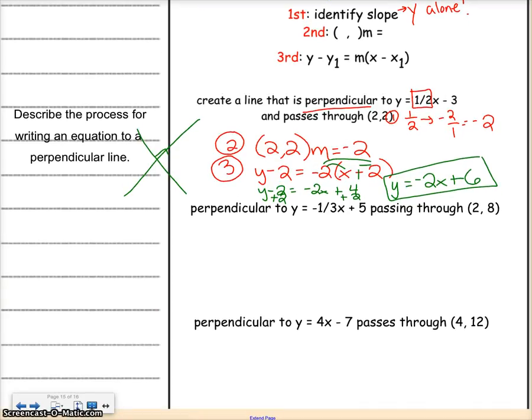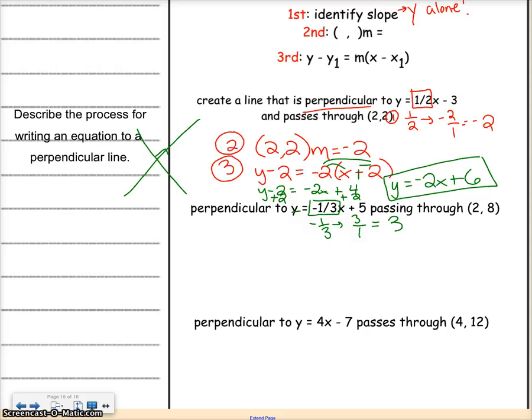Okay, I want to create an equation of a line that's perpendicular to y equals negative 1/3 x plus 5, and it passes through the point (2, 8). So I make sure that y is alone, which it is. Then I'm going to box off my slope, that's negative 1/3, and perpendicular means I flip it, and then I make it the opposite sign. So since it was negative at first, it will be positive, and then I let my 1 hide.